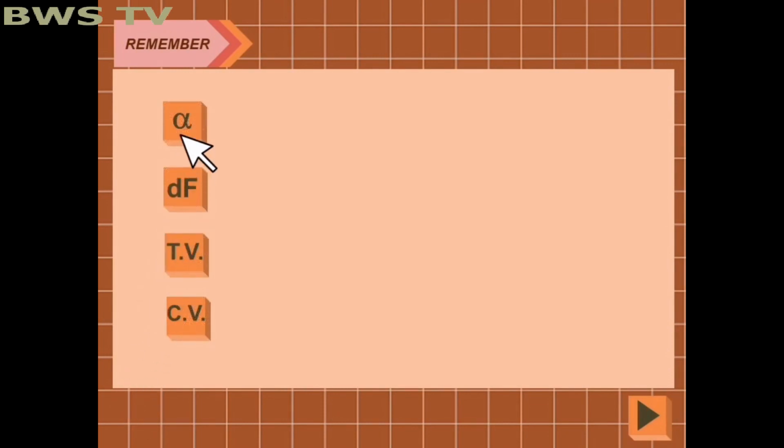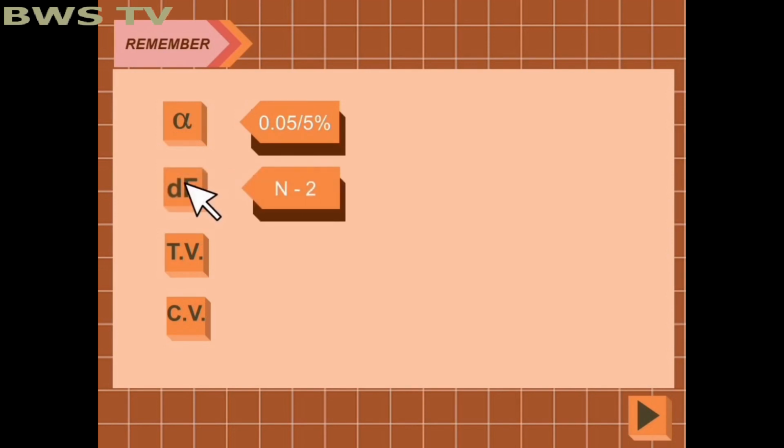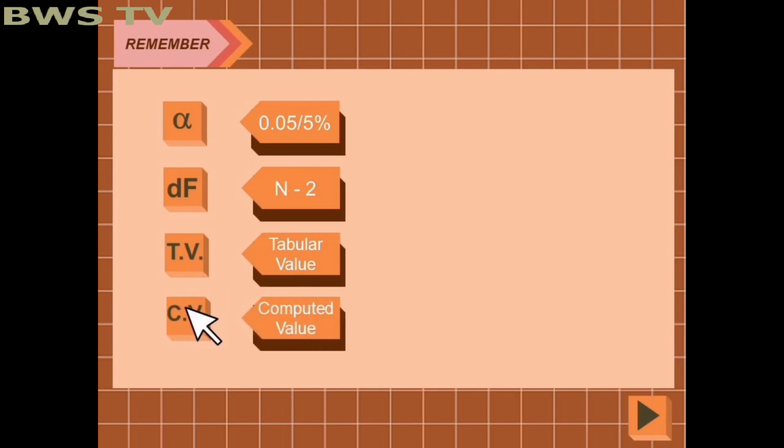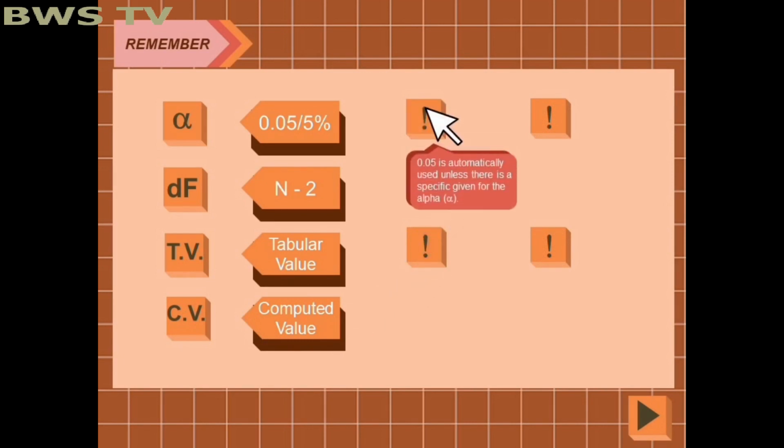Remember, alpha, our level of significance, is 0.05 or 5%. df, our degrees of freedom, is n minus 2. TV is our tabular value. CV is our computed value. 0.05 or 5% is automatically used unless there is a specific given for the alpha, or our level of significance.